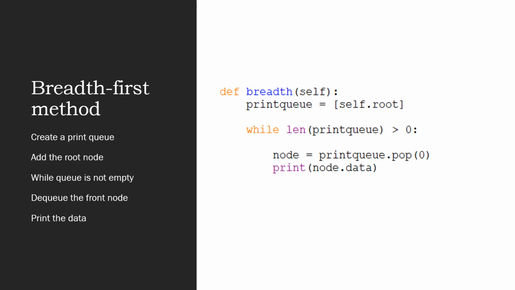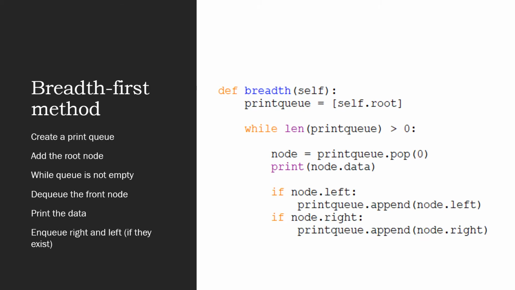Dequeue the front item, so pop item 0 from the queue, store it as a node, and print the data from that node. And now we're going to append the left and right pointers. So if the node has got a left pointer, append the left node to the queue, and if it's got a right pointer, append the right node to the queue. So you can see what's happening. We're taking one node out of the queue and we're appending two new nodes to the queue.